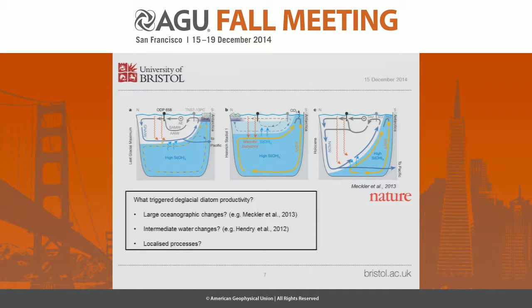Alternatively, though, there's a third possibility, which is that all of these records are reflecting much more localized or regional processes, and that they happen at the same time because we're having connections via atmospheric links. So these local processes could be changes in coastal upwelling, wind-driven upwelling, frontal zones, and so on.